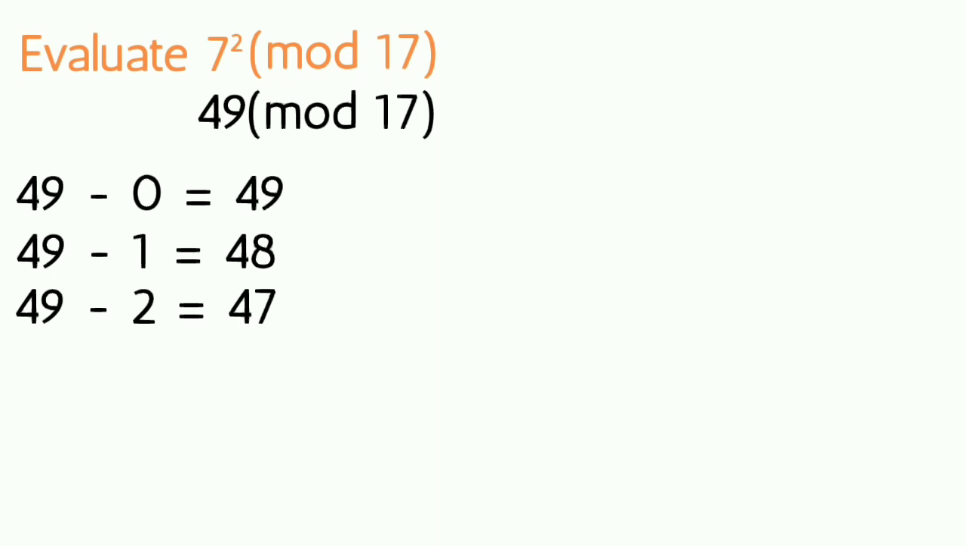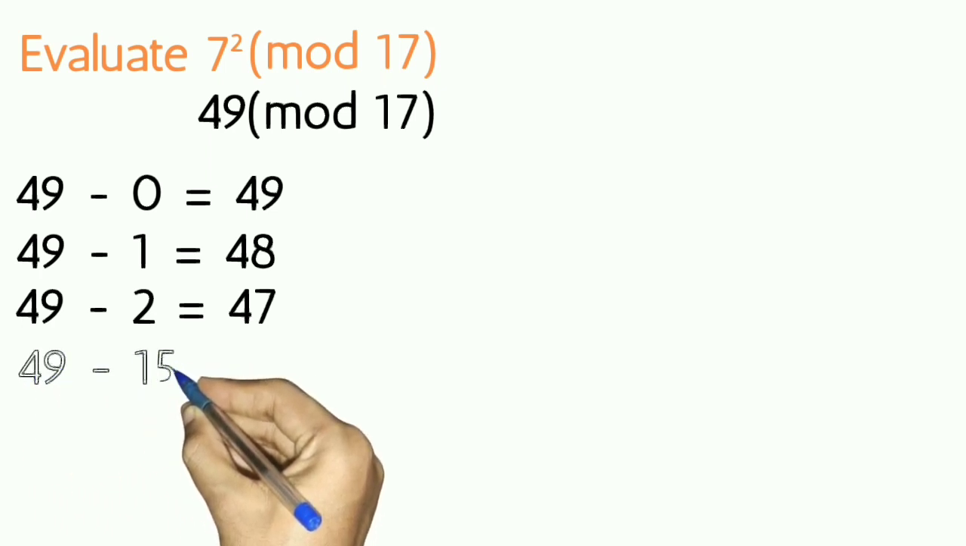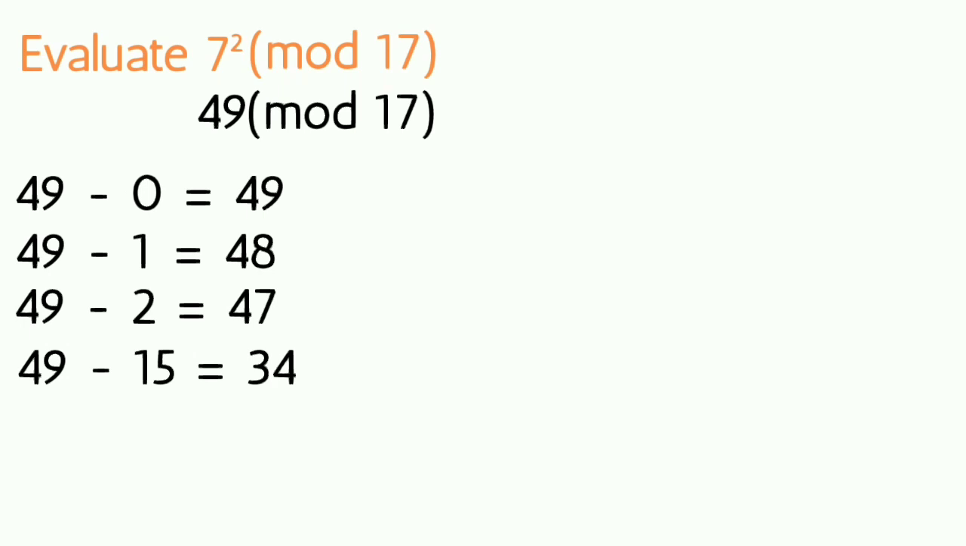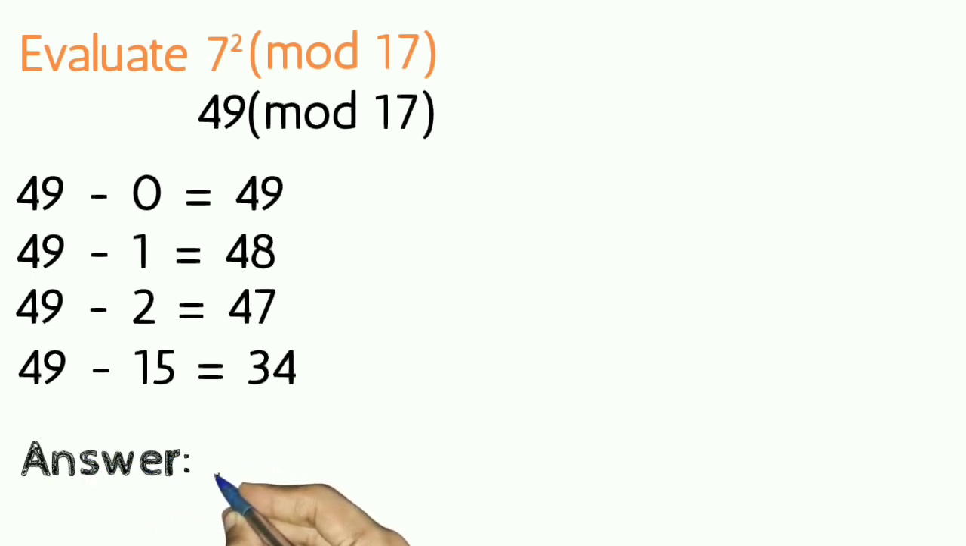Positive integers 3, 4, 5, 6, 7, 8, 9, 10, 11, 12, 13, and 14 are not also answers. How about 15? Let's try 15. 49 minus 15 is equal to 34. 34 is divisible by 17, since 34 divided by 17 is equal to 2. Since 34 is divisible by 17, the answer is 15.